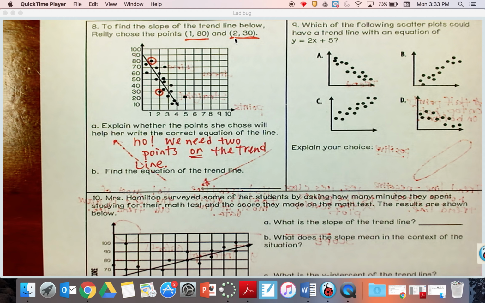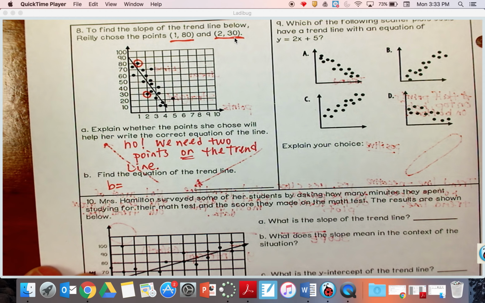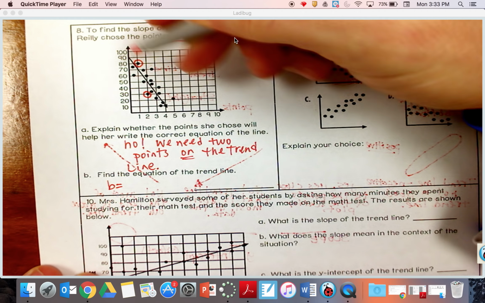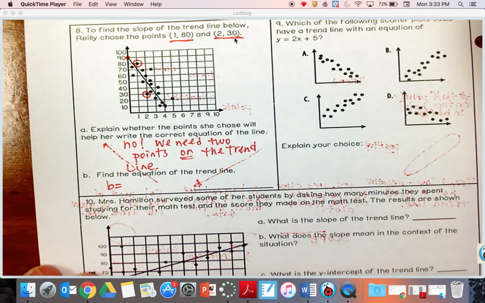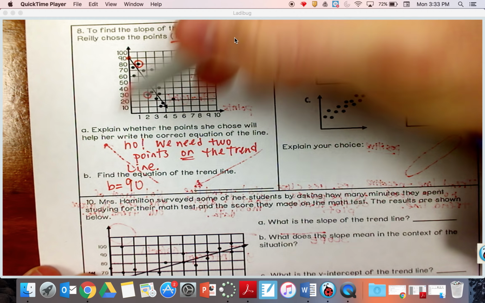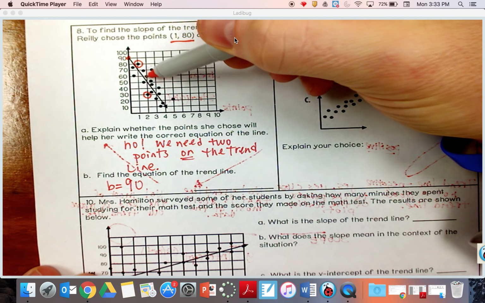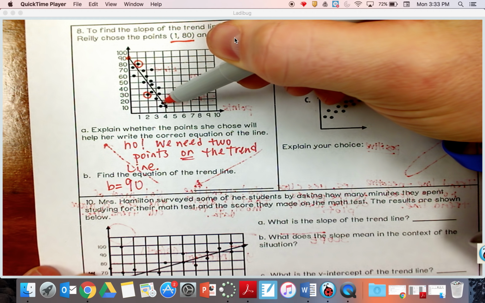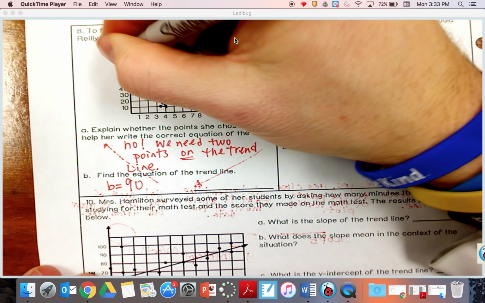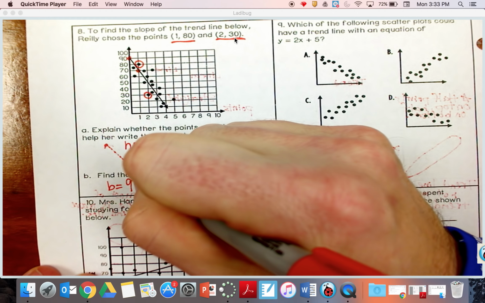So if I find some here, let's see what happens. Remember, I need to know the beginning point, or my B, the y-intercept. Well, where does this line start? It starts at 90. There's my y-intercept, the B, starts at 90. Now I just need to find one more point on this trend line, and we notice that these other black dots are not on this trend line. There's one right there, but I don't know what that is. But I know what this point is because it's on the corner. I know what that red dot point is. So I can find my slope.